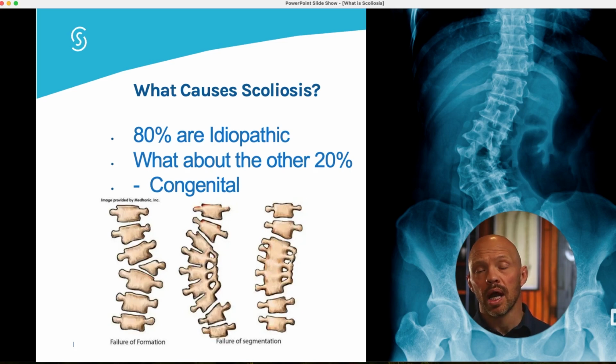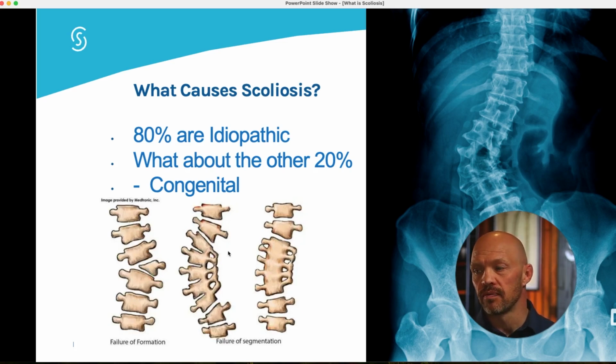Now, we went over idiopathic scoliosis, which is 80% of all scoliosis. But what about the other 20%? What else causes scoliosis? One common cause of scoliosis is what's known as congenital scoliosis. Congenital scoliosis is something you're born with, and there are some different types of congenital scoliosis. One of those is where you actually have a wedged vertebrae or a hemivertebrae, which is a failure of a vertebrae to completely form, like we see here.